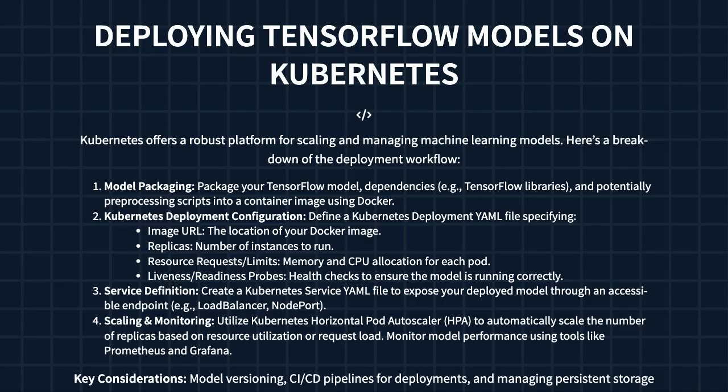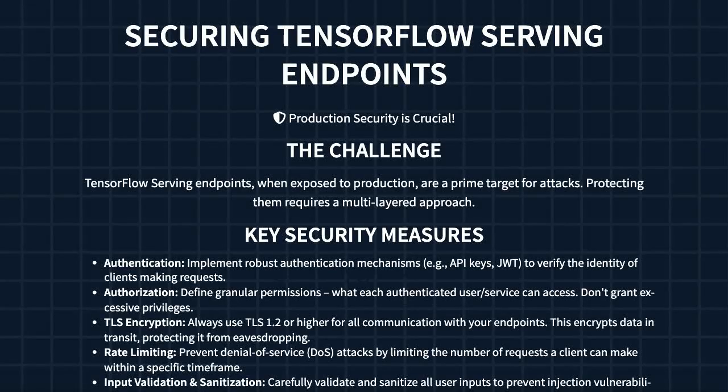Then, you write a configuration file for Kubernetes, basically telling it how many copies of your model to run and how much memory and processing power each one should have. We'll set up health checks too so Kubernetes knows if things are running smoothly. Finally, we create a service to make the model accessible through an endpoint. And don't forget about scaling. Kubernetes can automatically add or remove replicas as needed based on demand, and monitoring helps you keep an eye on everything.